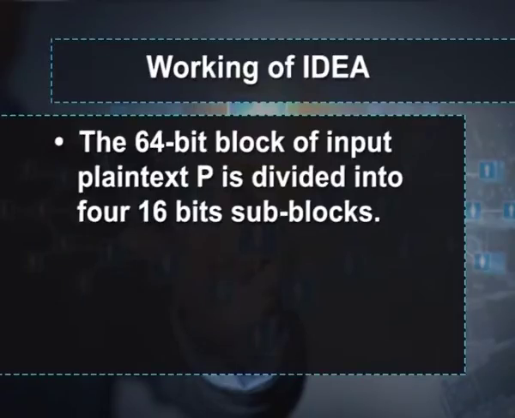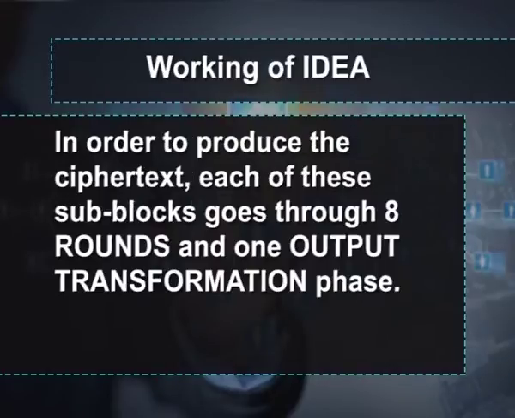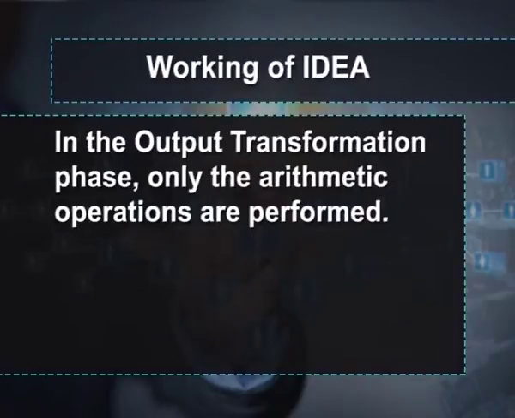The 64-bit block of input plain text P is divided into 4 16-bit subblocks. In this lecture, we denote these 4 subblocks as P1, P2, P3 and P4. In order to produce the ciphertext, each of these subblocks goes through 8 rounds and one output transformation phase. In each of these 8 rounds, several arithmetic and logical operations are performed, and the sequence of operations performed in these 8 rounds is the same. In the output transformation phase, only the arithmetic operations are performed.